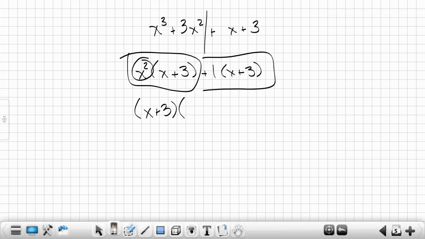If I took x plus 3 out of this first thing, the only thing left would be x squared. And if I take x plus 3 out of this, the only thing left is the 1. And that'd be done.